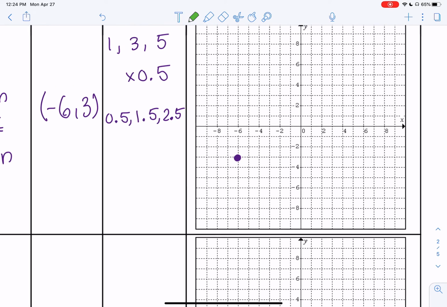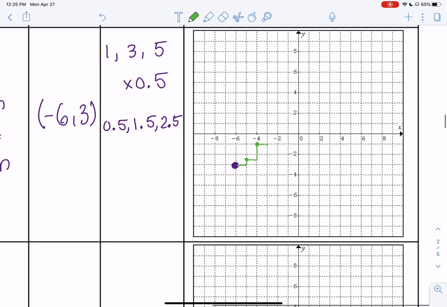So we're starting from our vertex. Remember, put your pencil on your vertex, and then you move over 1. And this time we're only going to go up 0.5, and that's where we'll put our dot. Then we move over 1 again, and we're going to go up 1.5. So we're going to go up 1 and then 0.5. Then we go over 1, and this time we're going to go up 2.5. And because our parabolas are symmetrical, we're going to do the same thing on the other side.